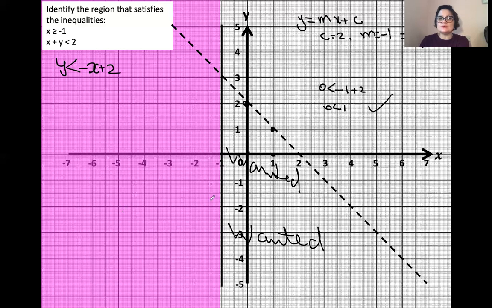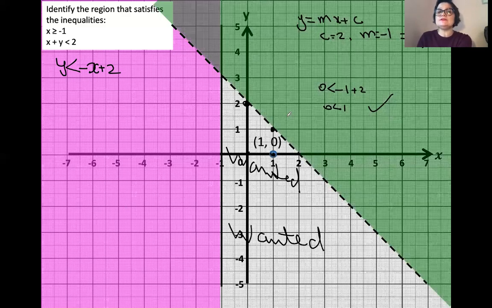But actually, we're going to need the region that satisfies both inequalities. So this one is unwanted, and that is the one you are going to shade. Now, can you see? The wanted region is the blank region in the middle, which satisfies both inequalities. And this is the solution of this question.